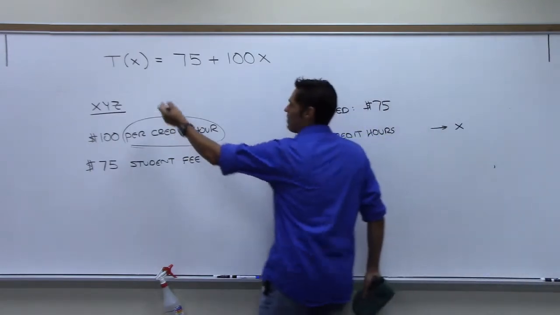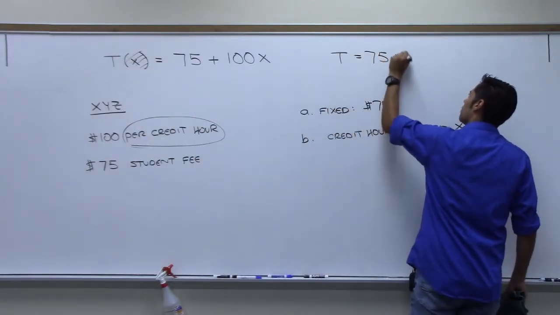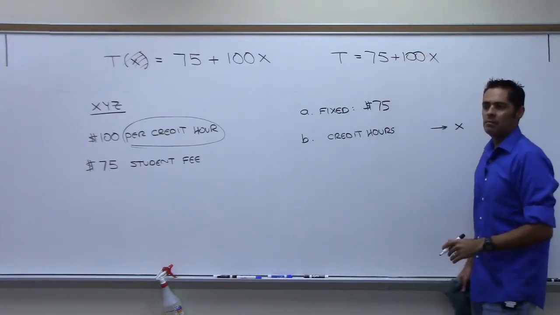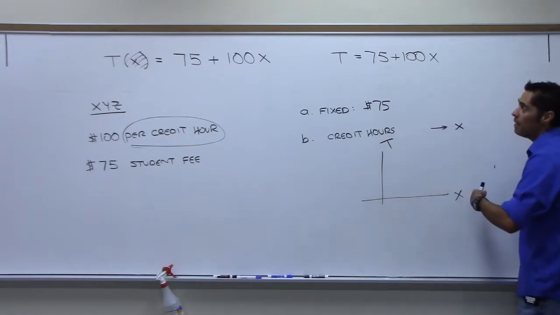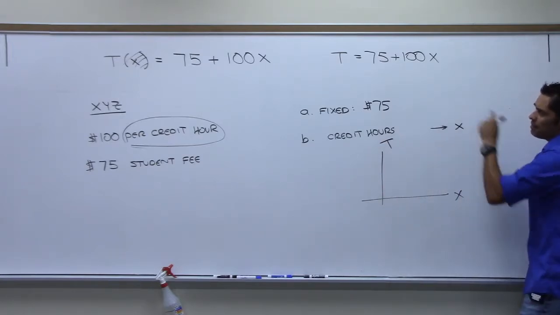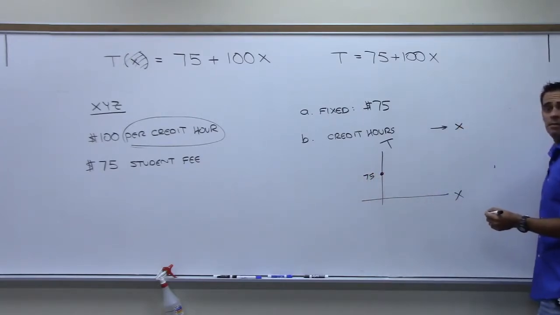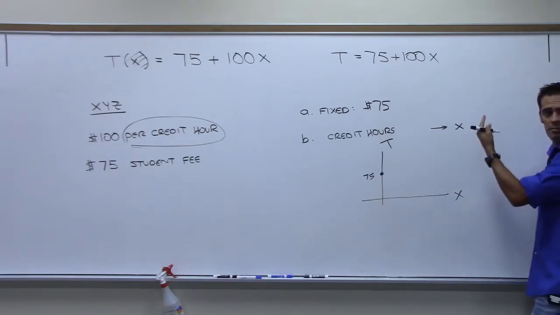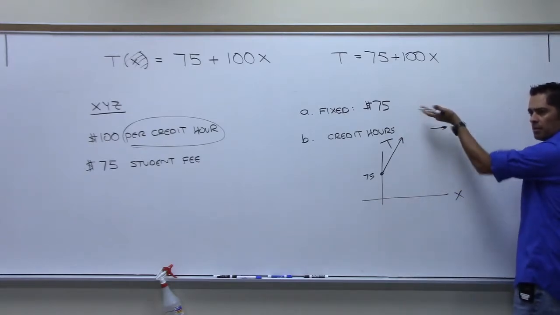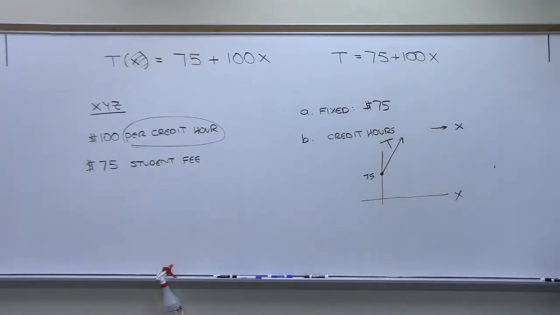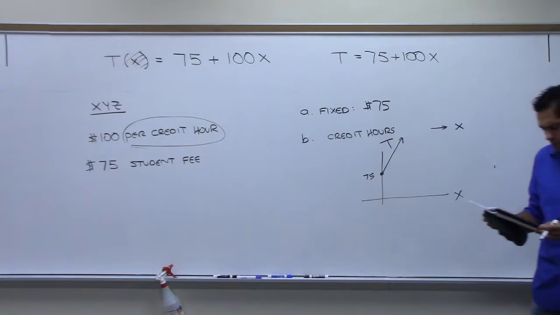Now, if we scrap this little notation here, we could just write, tuition equals 75 plus 100x, and it would be the same thing. We would have x being here, we would have t being here, and then we'd graph our line. What would the y-intercept of that line be? 75. And we'd have a slope of 100, right? So it'd be a positive slope, not the guy losing weight, right? It would be this. So the more credit hours you take, the more expensive it's going to be. Okay. Let's move on.